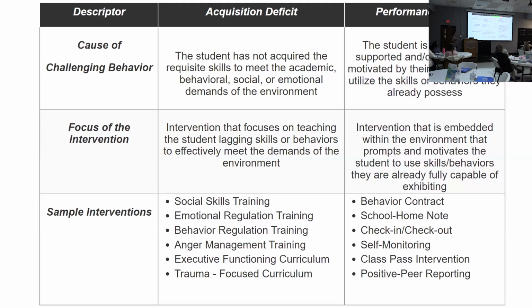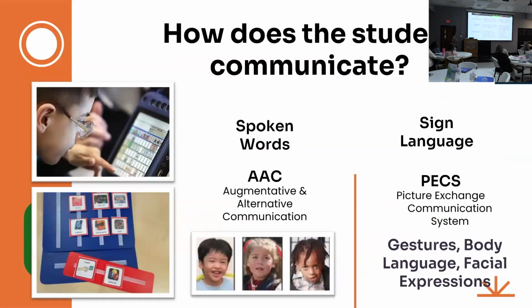Maybe it's teaching them to self-monitor. Maybe it's positive peer reporting. So those are some places you can start if you think it's a skill or a performance deficit. So think through, how is the student communicating? If the student does not have a communication system, 100%, that's where we have to start.